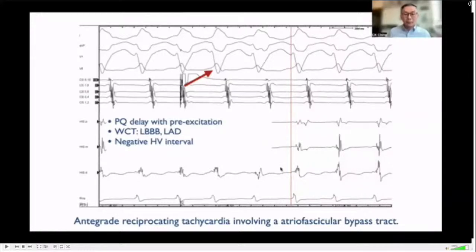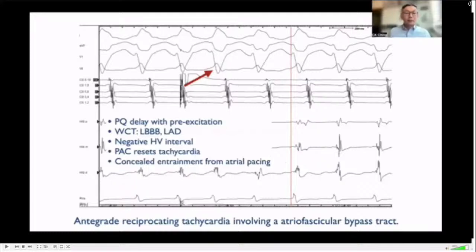This case highlights the importance of having a good quality His electrogram, because the presence of a negative HV interval helps us make a good diagnosis and rules out other differential diagnoses such as an AVNRT or atrial tachycardia. PAC resets the tachycardia, which shows that the atrium is important and part of the critical circuit, and that makes VT unlikely. We have defined with this maneuver the antegrade limb of the tachycardia.